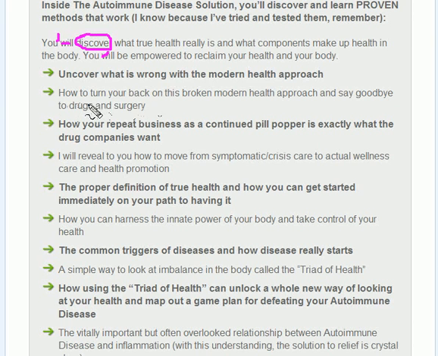Let's go to the other one. "How to turn your back on this broken modern health approach and say goodbye to drugs and surgery." Okay, that is a benefit. So the question is, so what? Well, so that you'll save money, you won't waste time, you won't have to suffer as long as you have been, and so forth.